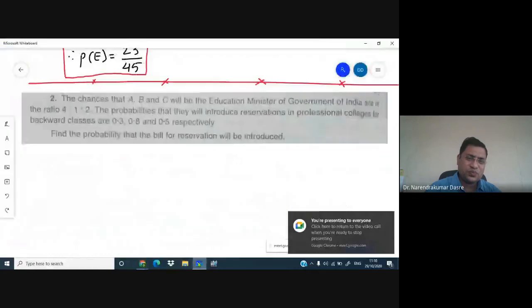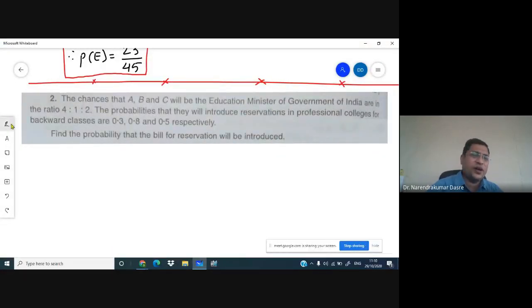Yeah, the event is introducing the reservation and the partition is who will become the education minister. So it may be A, it may be B, or it may be C. So A, B, C gives you the partition, and then the bill being introduced is the event. Okay, so let us try to find out the probability that the bill is introduced. So we go with the solution.